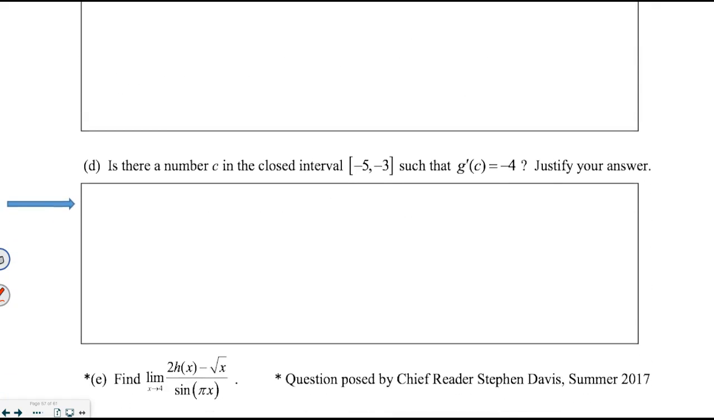Now, just read this question, even though you can't see the stem anymore. Is there a c such that its derivative equals negative 4? Hello, existence theorem. Hello, which one? Probably the MVT. Why did I say the MVT? Because it's about a derivative.